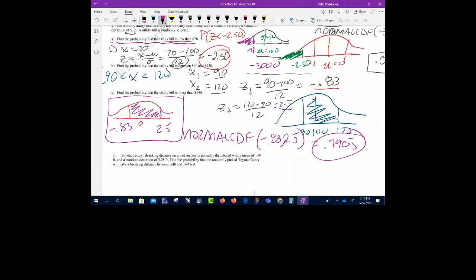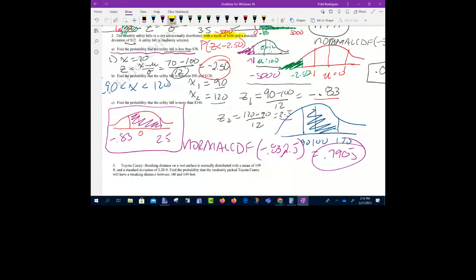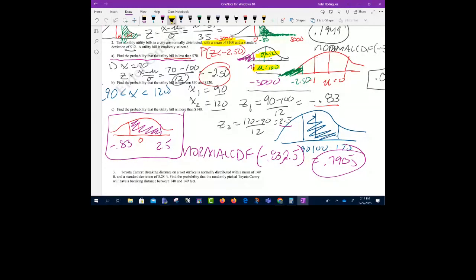Because it told me right here that my average was 100. That's where we're getting that from, right? So again, that was why in my first picture up here, we notice right here, remember we wrote our mu is 100 and our sigma was 12, right?